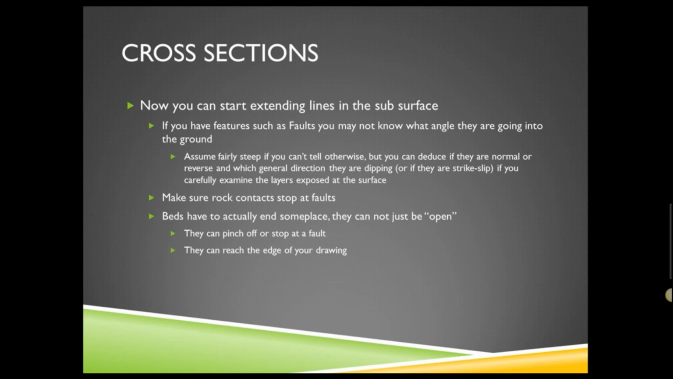If you don't have an angle, go ahead and do a little bit steeper than a 45 is fine for your cross section. If you've got information about it, of course you want to put in the accurate, appropriate angle. Make sure all your rock contacts stop at the fault, that they don't cross it. The definition of a fault is that there is an offset. The rock has moved. Otherwise, it's just a crack and it's not a fault. So, the rock bed on one side of the fault will be on the other side, but it'll be offset, so you can't just draw straight across your fault.